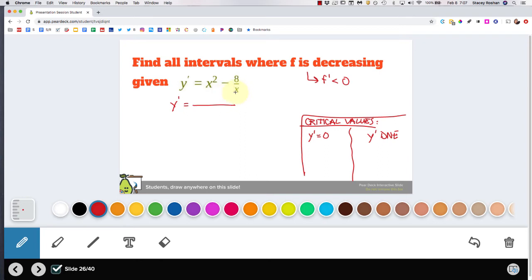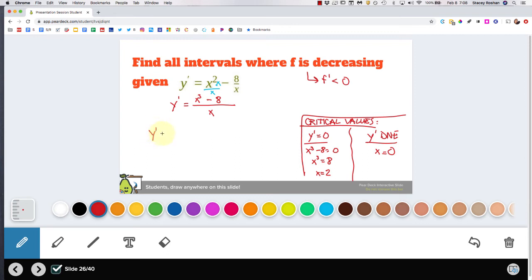So the common denominator here is just x. In order to get an x on the bottom here, I would need to multiply by an x on the top. So I would get x cubed minus 8 over x. So my critical values are where the numerator equals 0, x cubed minus 8 equals 0, x cubed equals 8, x equals 2, or where y prime does not exist, which is at x equals 0.